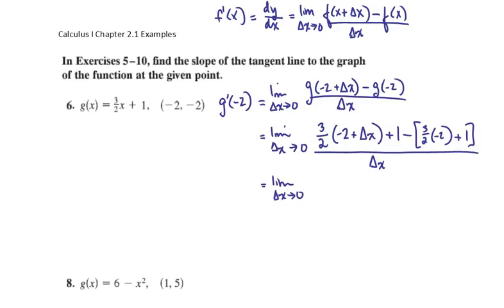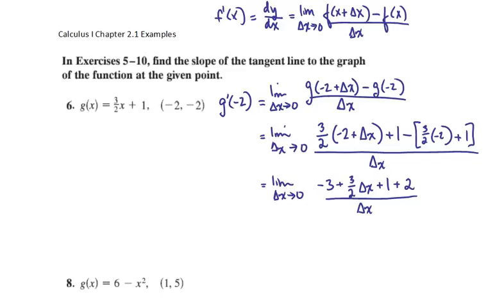Limit as delta x approaches 0. I'm going to now distribute the 3 halves times the negative 2 plus delta x, and 3 halves times negative 2 is negative 3, then plus 3 halves delta x, then plus 1, then in parentheses I'm going to have 3 halves times negative 2, which again is negative 3, plus 1 is negative 2, but I want minus negative 2, so that's going to give me plus 2. Once again, that's all over delta x.